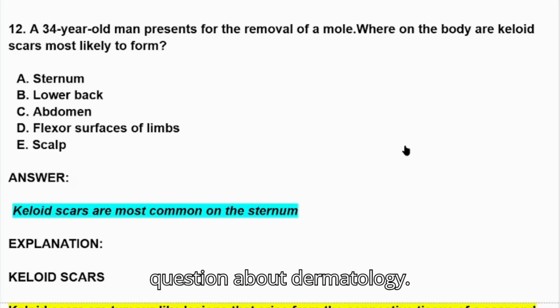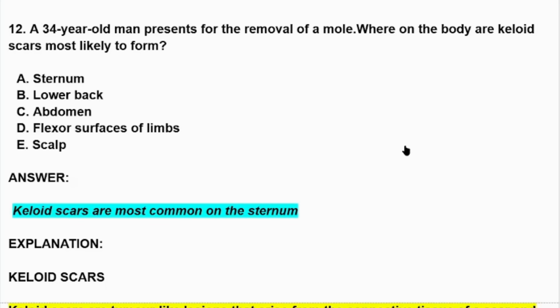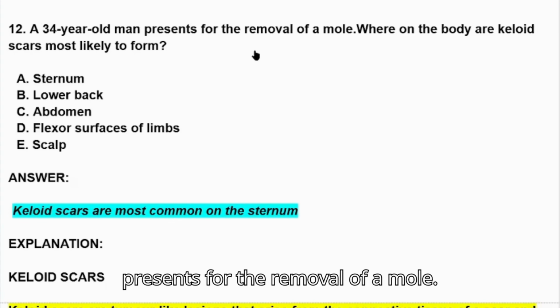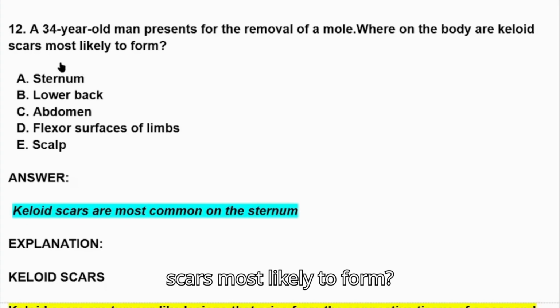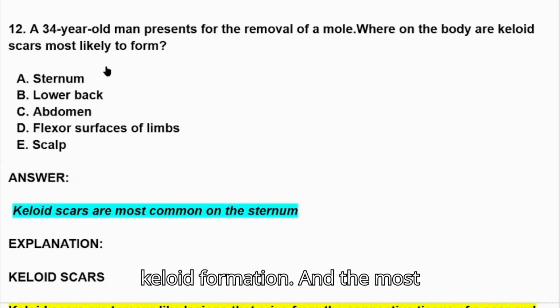Welcome to another question about dermatology. A 34-year-old man presents for the removal of a mole. Where on the body are keloid scars most likely to form? A. Sternum, B. Lower back, C. Abdomen, D. Flexor surfaces of limbs, and E. Scalp. This question is asking about the most common site of the body for keloid formation.